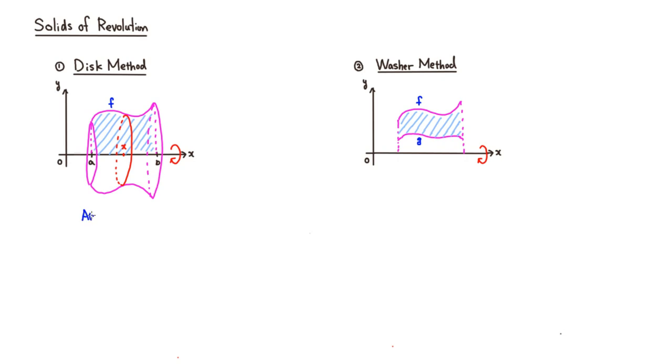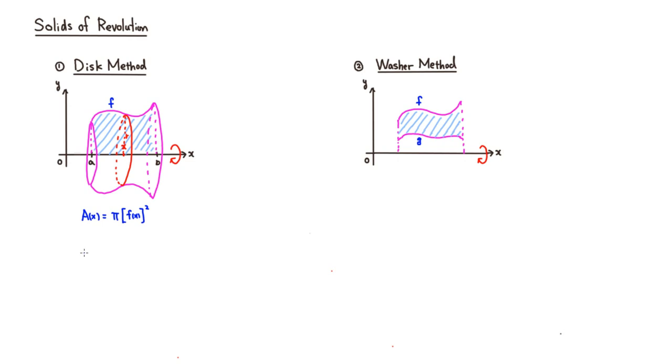The cross-sectional area A of x, since it's circular, is going to be pi r squared. So it's pi, and the radius is going to be determined by this function f. That's going to be our radius r. So r is going to be the function f of x, and squared.